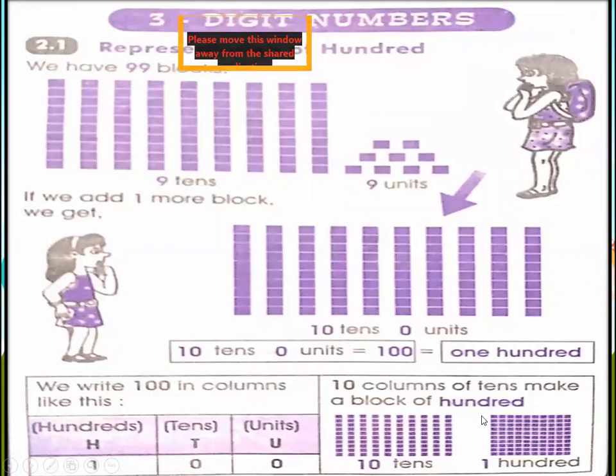10 columns of 10 make a block of 100. When we add these 10 columns of 10 blocks, it makes 100. So this square shows a 100 block.